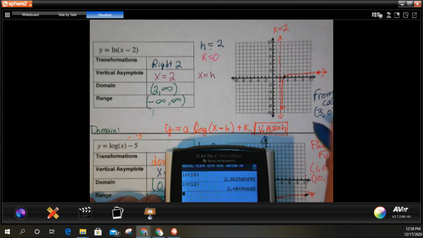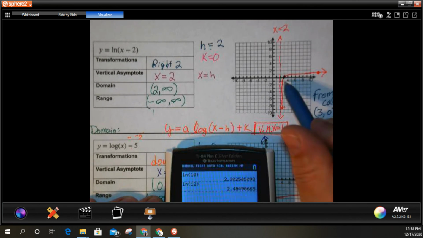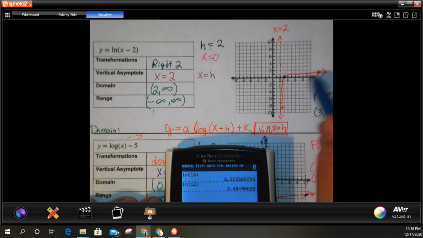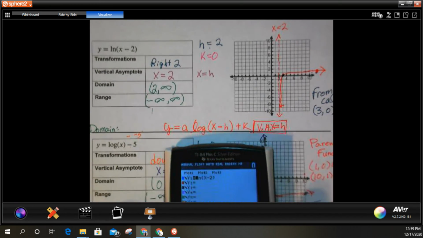All right, that's it for this section. We're going to do a lot more with ln and see what happened here in this discrepancy. I'm not sure what's going on here. All right, that's it. So you're good to go for the homework.